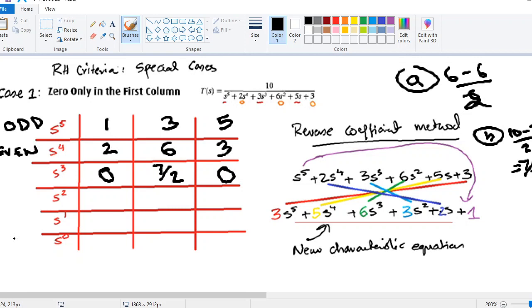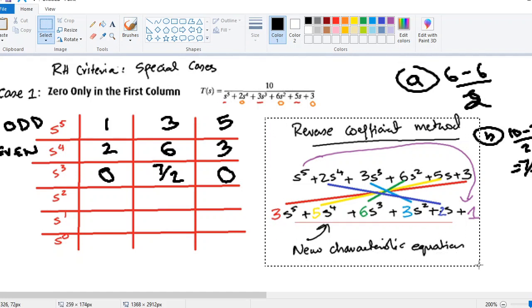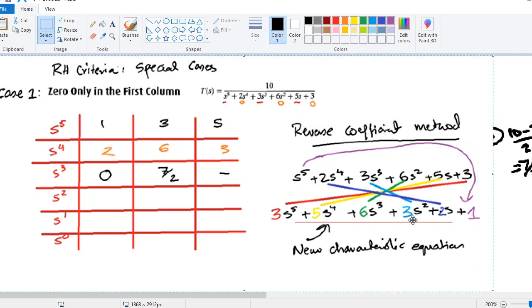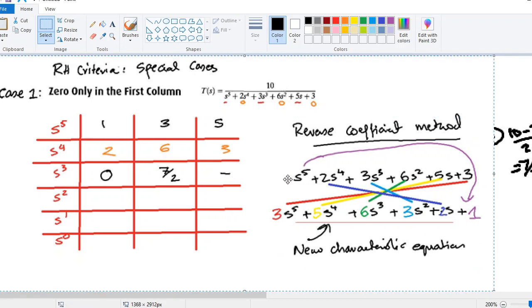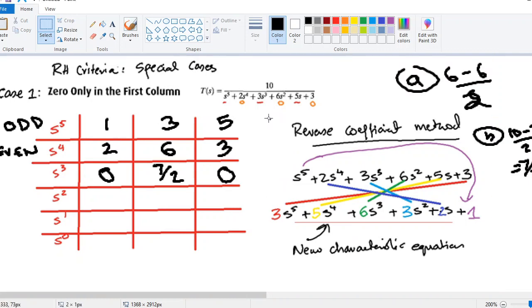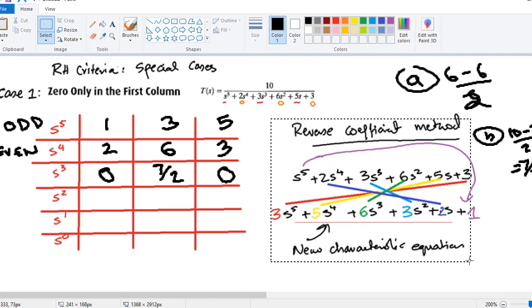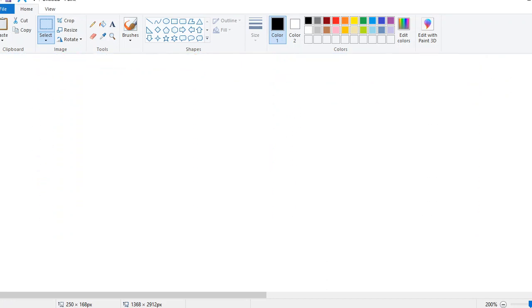So as a result of this, we need to choose a different approach when we have a situation like this. And that approach is termed the reverse coefficient method. Okay? So the reverse coefficient method is actually quite simple and straightforward. Let me explain to you how it works.